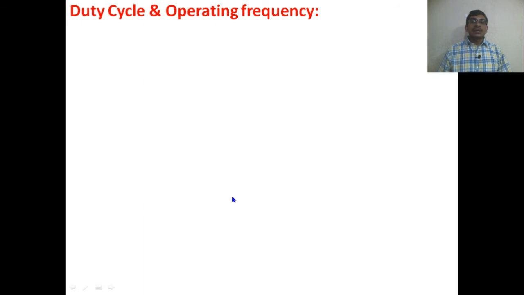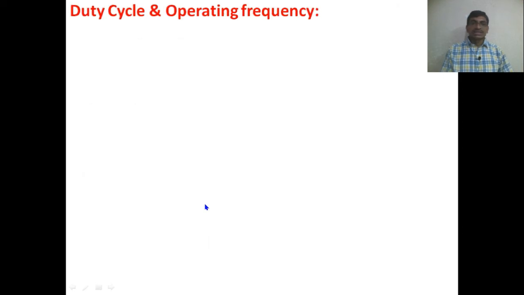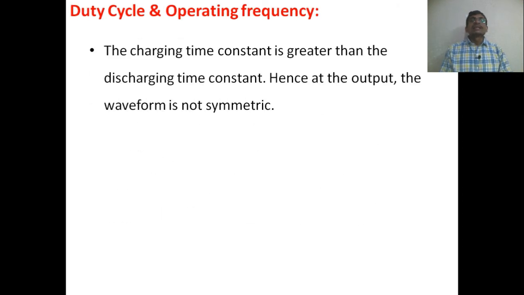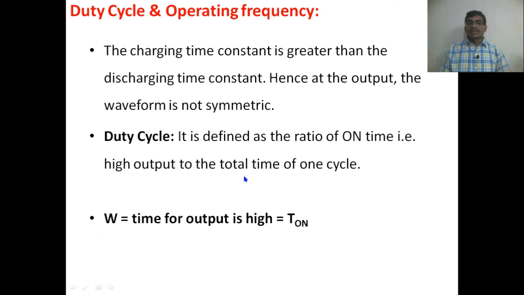Now we are going to see the duty cycle and the frequency of oscillations, and the time period also. The charging time constant is greater than the discharging time constant because charging is through RA and RB and discharging through the RB resistor only. That's why the charging time is greater than the discharging time. Hence, the output waveform is not symmetric. The duty cycle is defined as the ratio of on time, that is high output, to the total time of one cycle, on time plus off time.